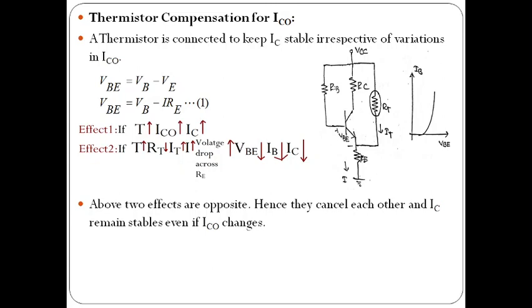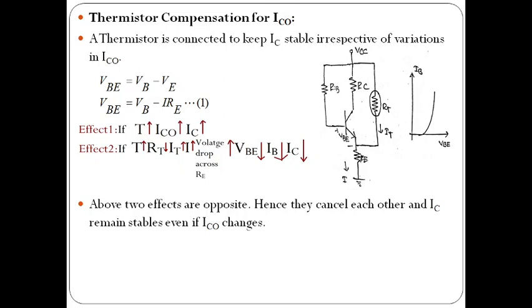Here we need to observe two conditions. Initially, when temperature increases, the reverse saturation current of the collector increases. When the reverse saturation current of the collector increases, the collector current IC increases. This is the first effect. In the second case, when temperature increases, the resistance offered by the thermistor decreases. Why? Because it has a negative temperature coefficient.